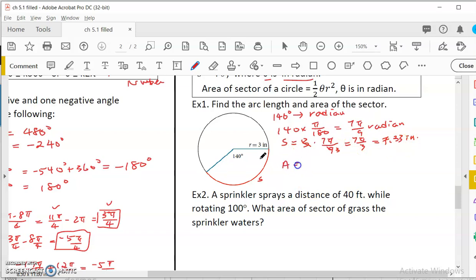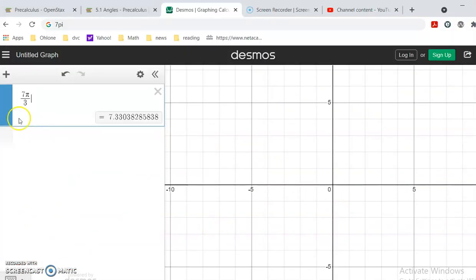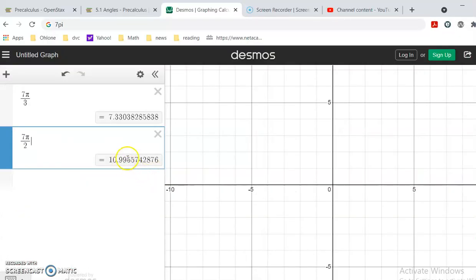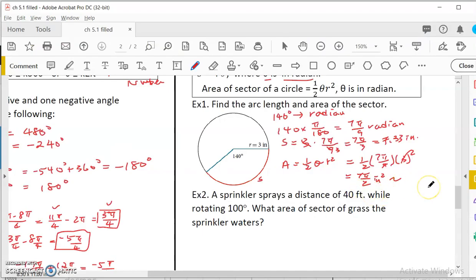What about area? The sector area will be 1/2 theta r squared. So in our case, our theta is 7 pi over 9. So we say 7 pi over 9 times r, r is 3 squared. So this is 9, and this cancels. So it's 7 pi over 2 inches squared. And approximate as 7 pi over 2, 10.99. Oh no, did I do 3? Yeah. 10.11, we'll just say around 11 inches squared.